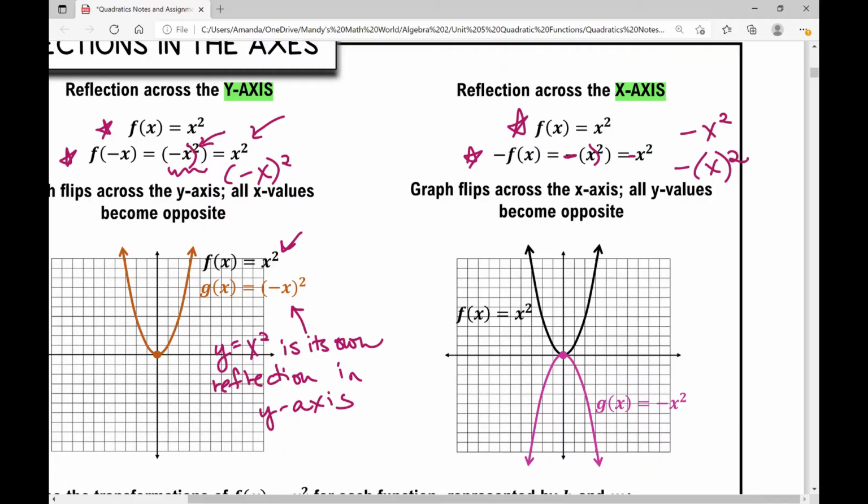Here's f of x equals x squared. My vertex is at 0, 0. When I flip it, notice that nothing happens to my vertex in either of these. But instead of going out 1, up 1 in both directions, it goes out 1, down 1. Out 2, down 4, right? Out 3, down 9. So that's the transformed function that's graphed in pink.